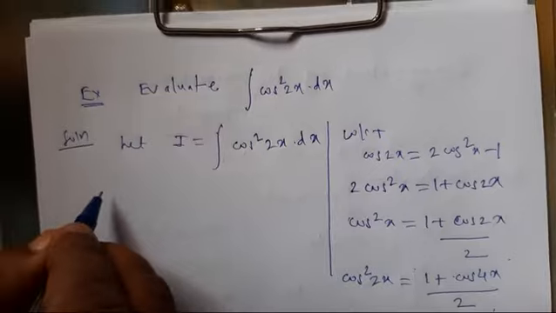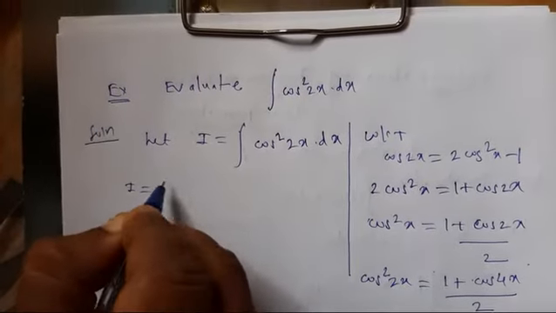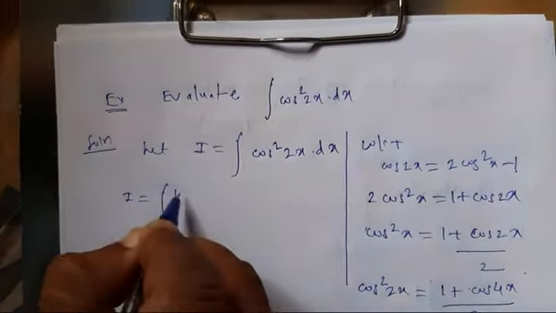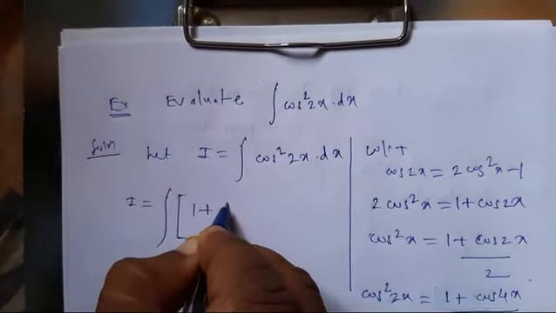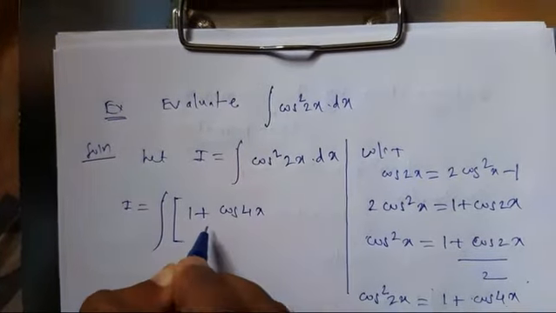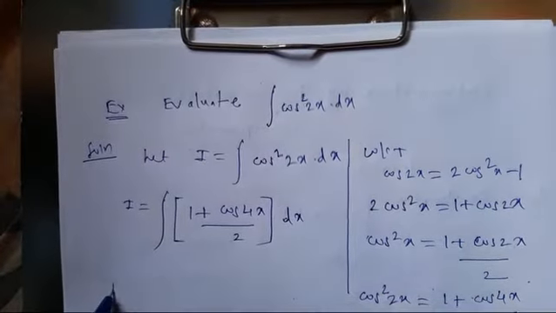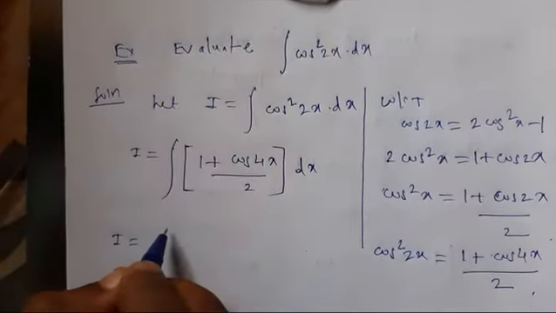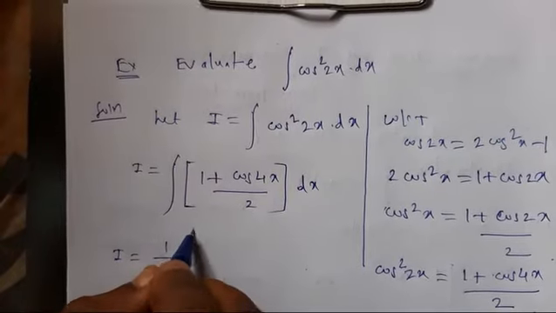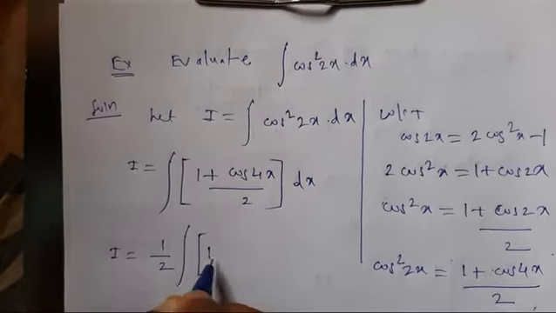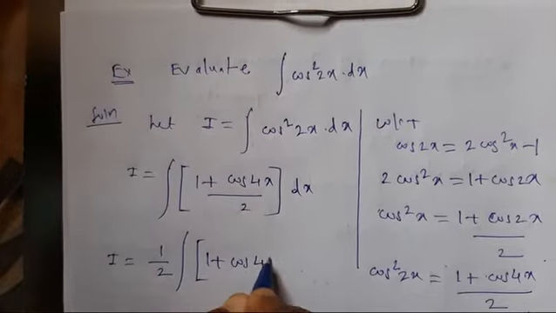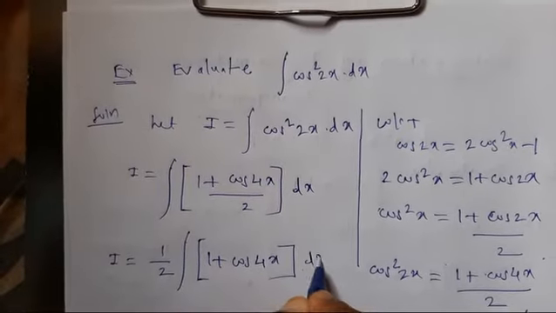So therefore I is equal to integration of 1 plus cos 4x upon 2 dx. So again 1 upon 2 is constant. Integration of 1 plus cos 4x dx.